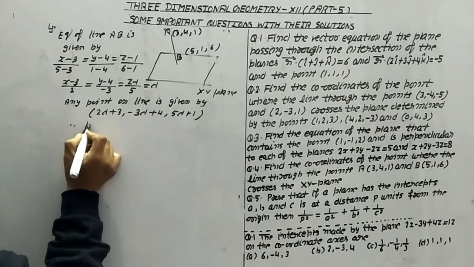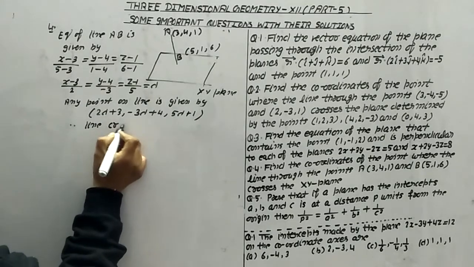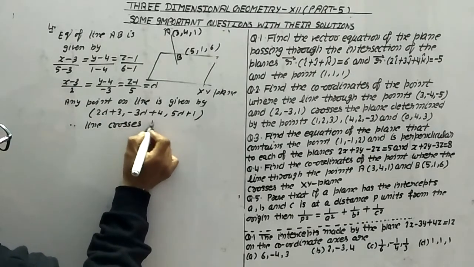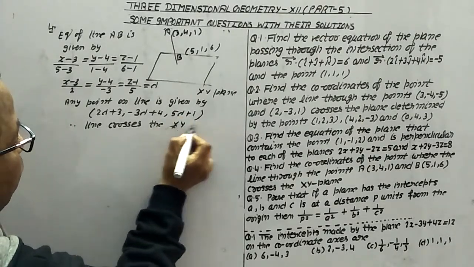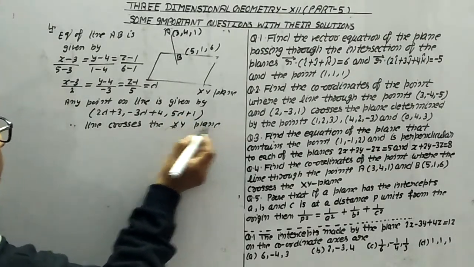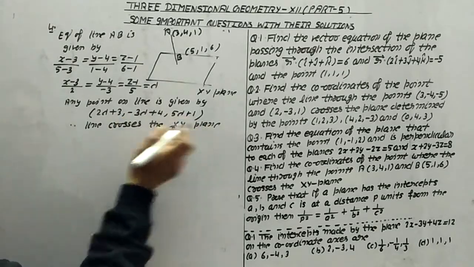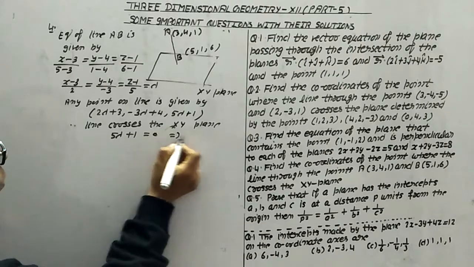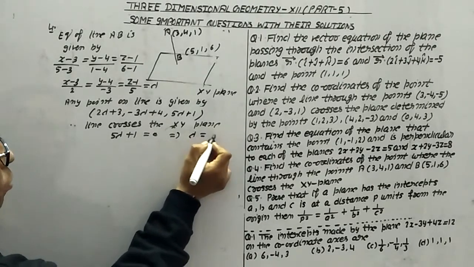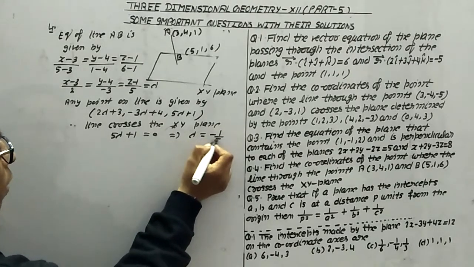Now because the line crosses the xy plane, the z coordinate must be equal to 0. It means 5 lambda plus 1 is equal to 0. It implies that lambda is equal to minus 1 upon 5.